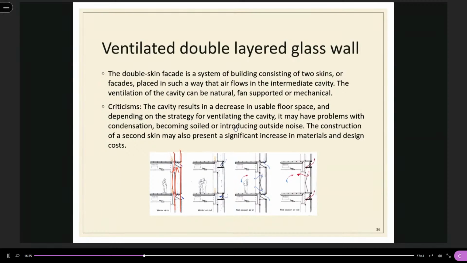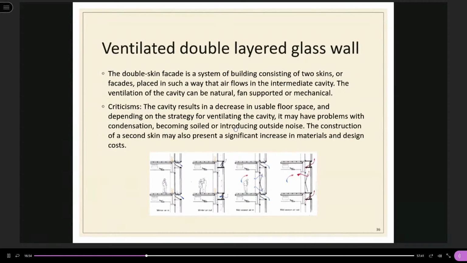Criticism. This double skin facade system is not too common in Hong Kong because the cavity results in a decrease in usable floor area. And in Hong Kong, floor area is very expensive.